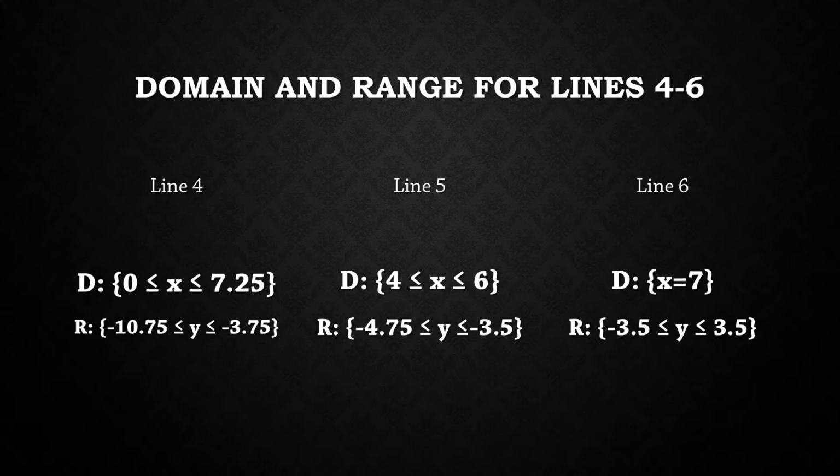3.75 is the greatest. Moving on to line 5, the domain is 4 is less than or equal to x is less than or equal to 6, and the range is negative 4.75 is less than or equal to y is less than or equal to negative 3.5. In line 6, the domain is only x equals 7 because there is no other value for x which we are shown. And the range is simply negative 3.5 is less than or equal to y is less than or equal to 3.5.